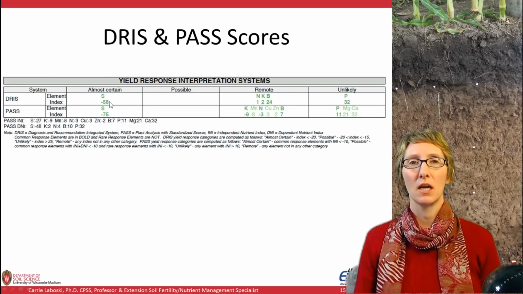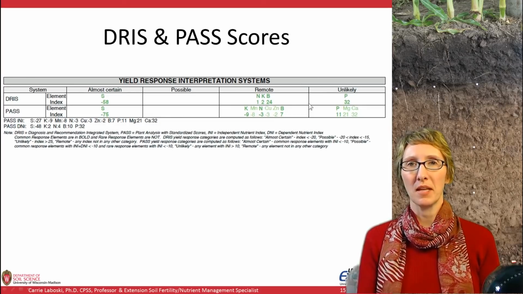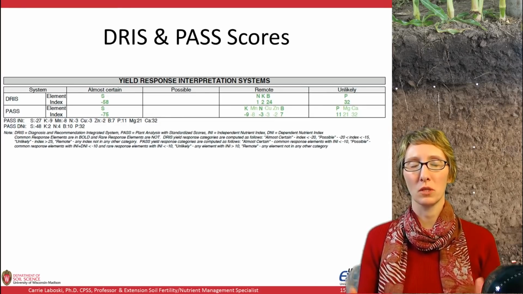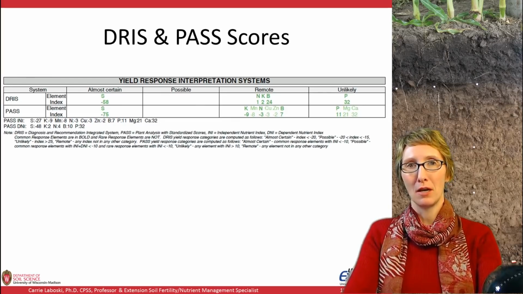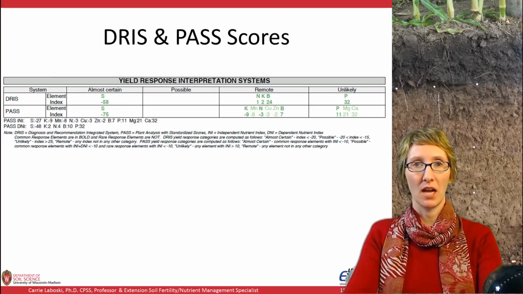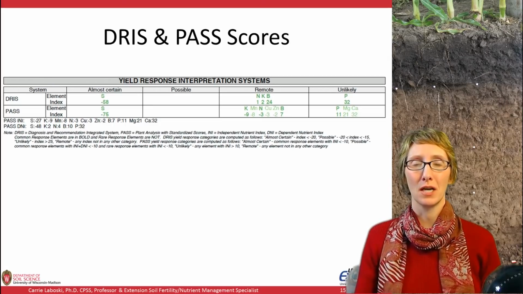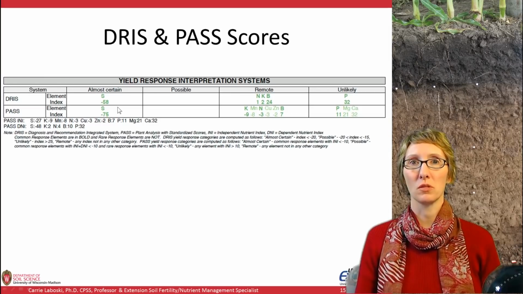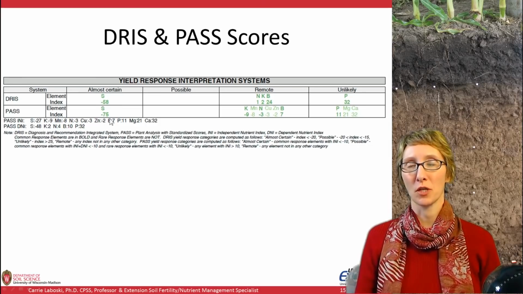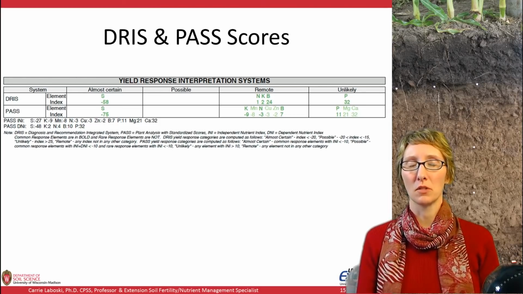So it's kind of nice that you can look at the whole package of what's put out. You take, okay, what does the sufficiency range tell me? Am I sufficient, high, low? Does that match up with DRIS and PASS? And sometimes all three of them tell you the same story. Yeah, sulfur's deficient. Because remember, for the sufficiency range for that alfalfa, sulfur was deficient. And this is the same report, and both DRIS and PASS are coming up with that. Sometimes it's straightforward like that.